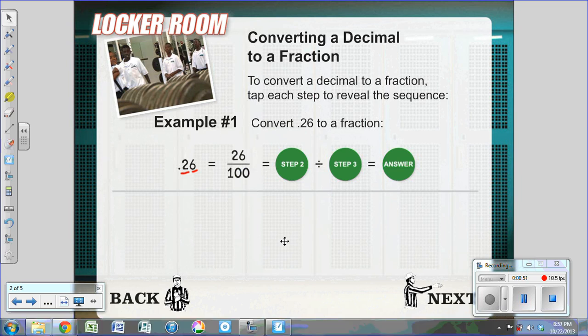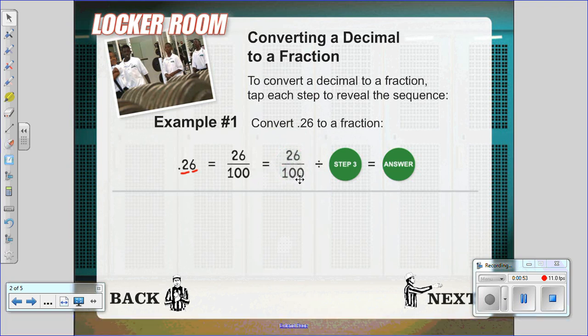But we also want to reduce the fraction. So I'm going to take 26 over 100 and divide it by 2, and I have to divide the top and the bottom by 2. 100 divided by 2 is 50, and 26 divided by 2 is 13, so I end up with 13 over 50. Now, if 13 and 50 were both divisible by something, I would do that again, and you might have to divide more than once or twice until you get it all the way to simplest form. But in this case, 2 is the most that would go into it, so 13 over 50 is my answer.